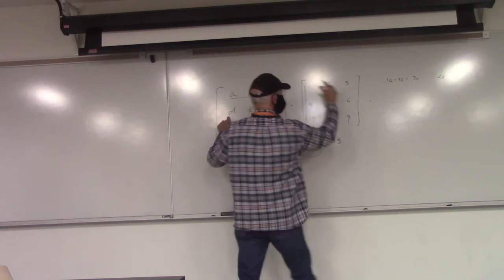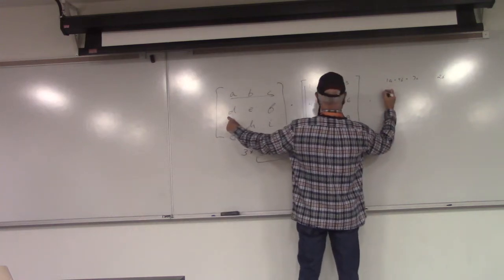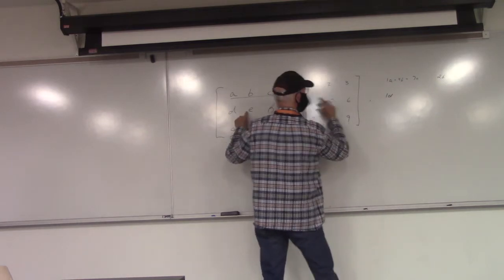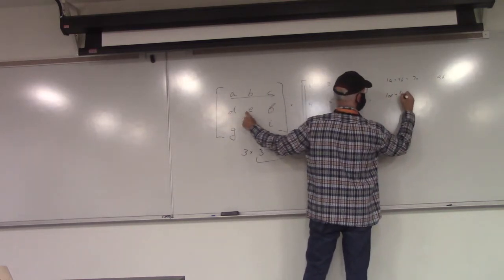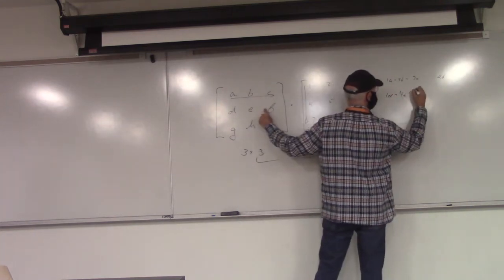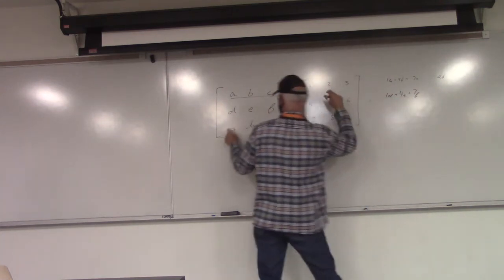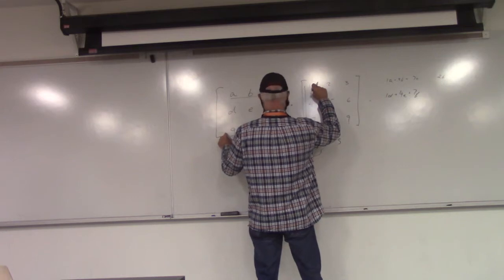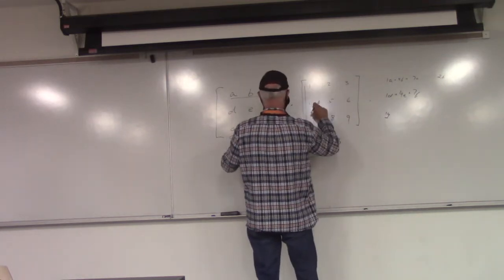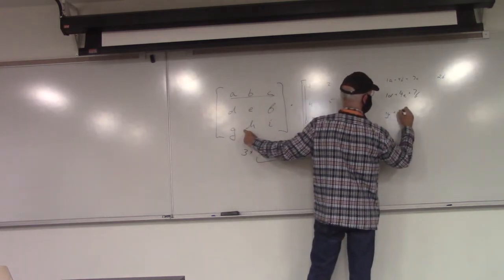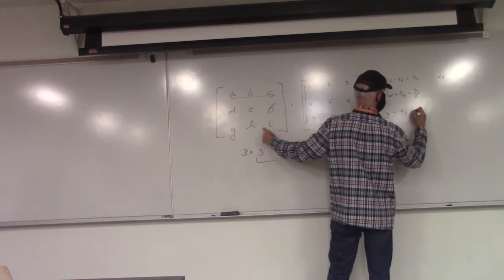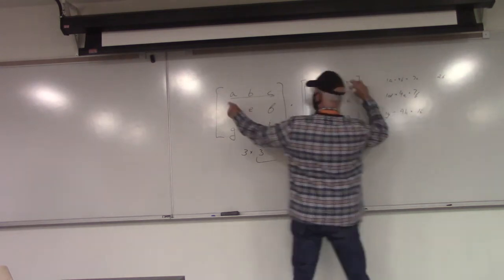So the next one is 1D plus 4e plus 7f. And the next one is 1g plus 4h plus 7i. Okay.